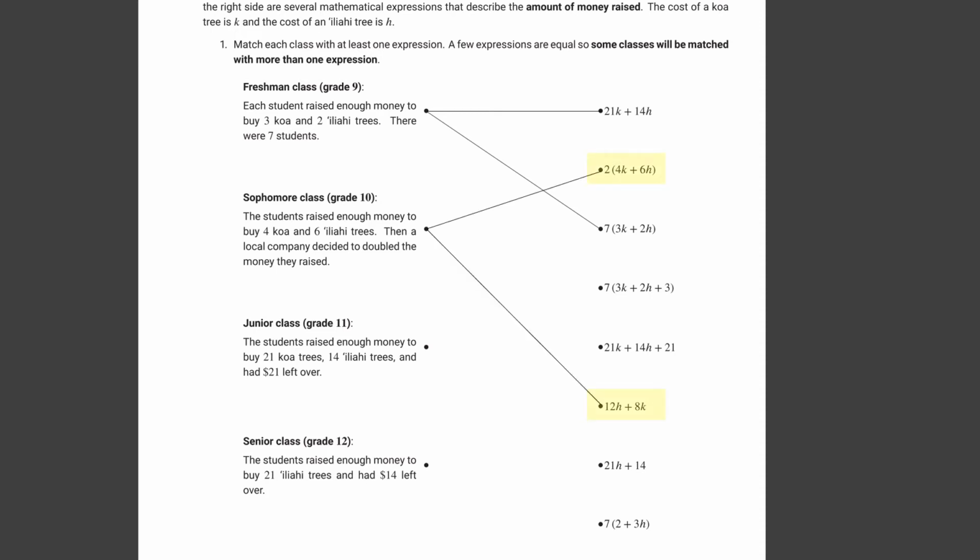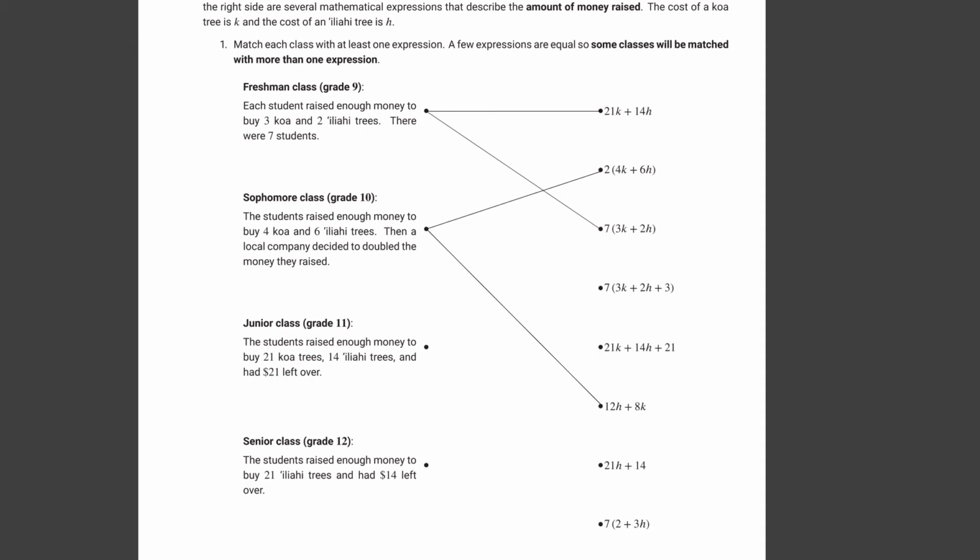Okay, so 4 koa and 6 iliahi trees can be written as the expression 4k plus 6h. This is the amount that the students originally raised, but the company doubled the amount to 2 times (4k plus 6h). This is the second expression in the list. If we distribute the 2, then the 4k becomes 8k and 6h becomes 12h. Addition is commutative, so 8k plus 12h is equivalent to 12h plus 8k, which is the third expression from the bottom of the list.